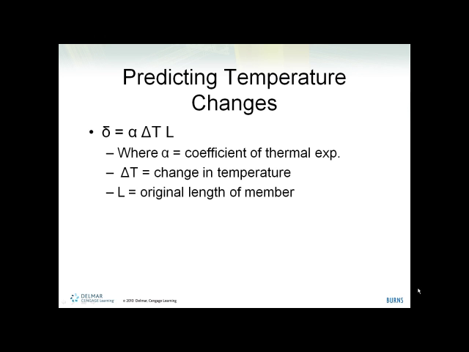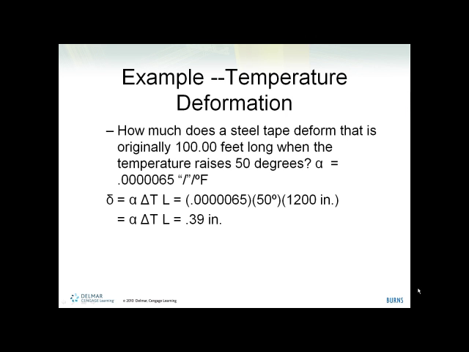Those of you that did taping corrections in surveying already, you'll remember that formula. You should remember that formula because that's how you did the taping corrections. Let's do a little example here. We're talking about steel tapes and surveying. Let's say my steel tape measured 100.00 feet.